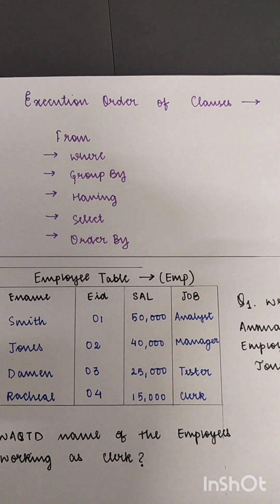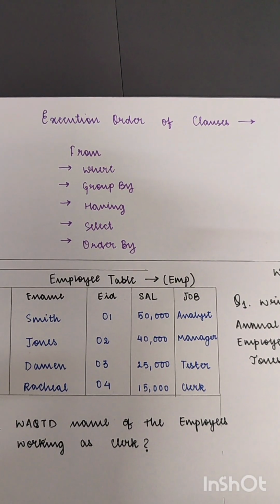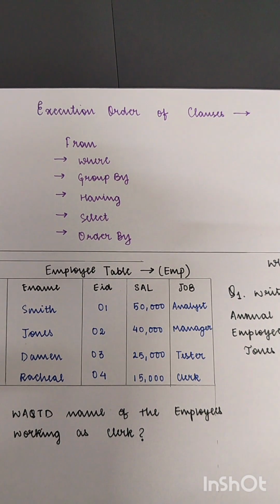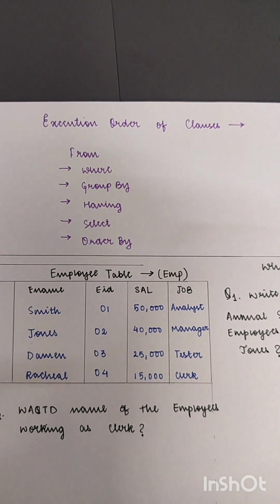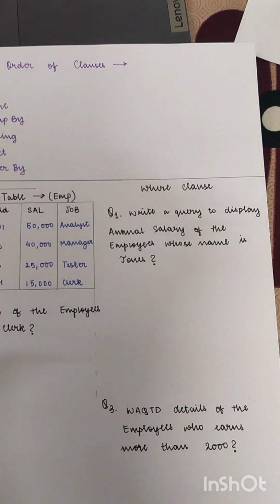So this is the order of execution. First the FROM clause will execute, after that the WHERE clause, then GROUP BY, HAVING, SELECT and ORDER BY. So this is the order. Now we will do some queries on the WHERE clause.